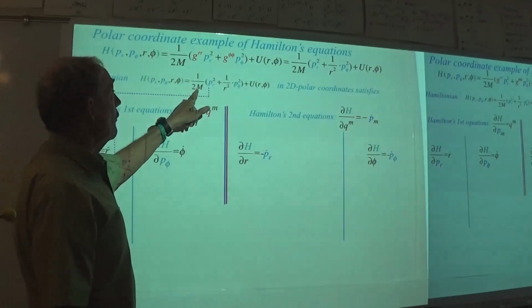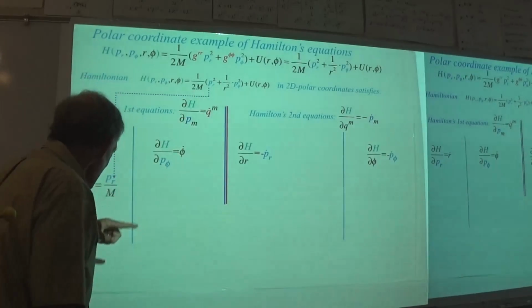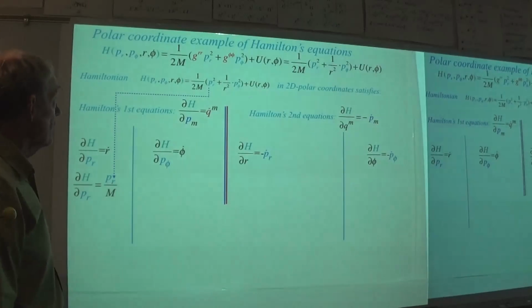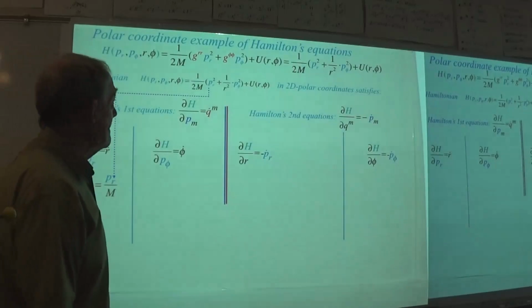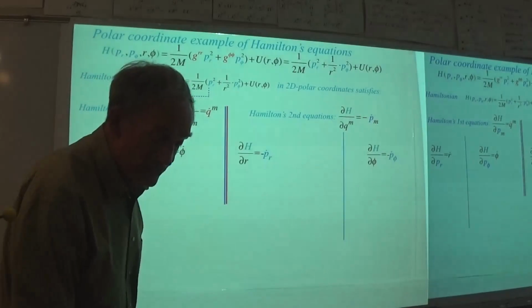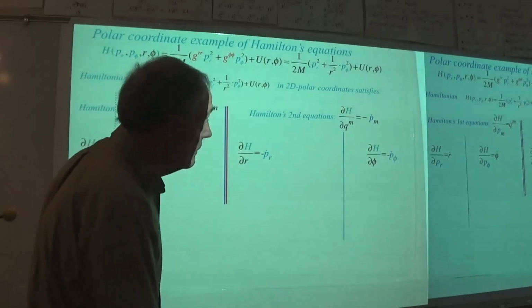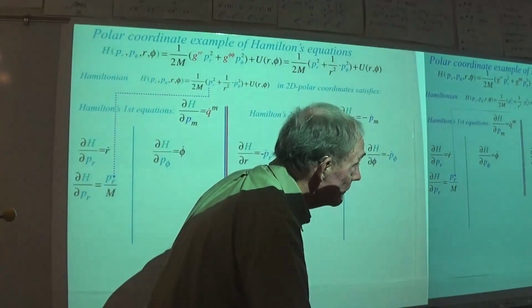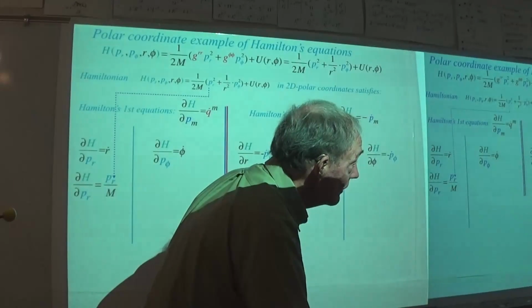I've got this 1 over the mass, you see, so right away I'm seeing here p_r divided by mass. At first maybe that looks a little awkward, but you'll see that it's not so bad. And same thing here. Now, the next step.